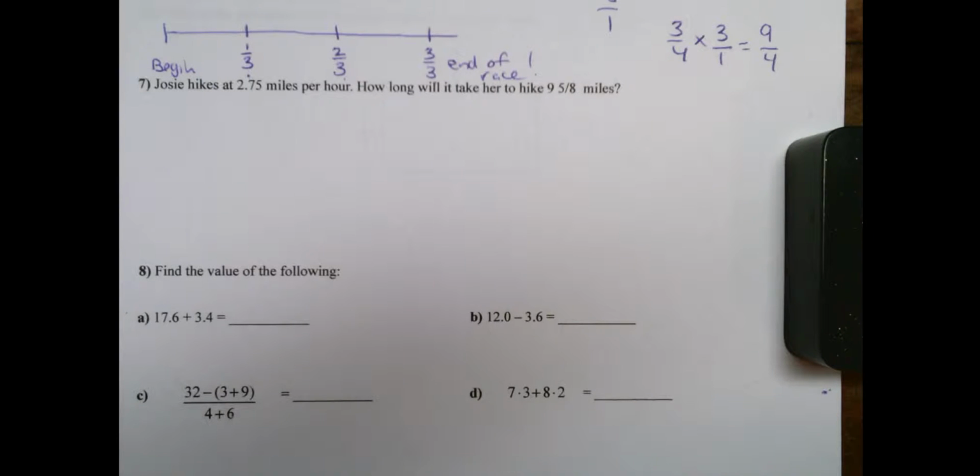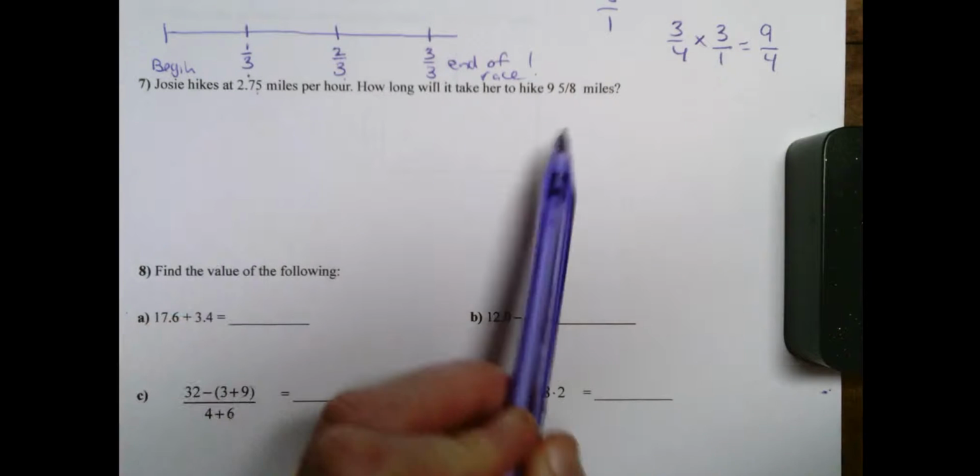Josie hikes at 2.75 miles per hour. How long will it take her to hike 9 and 5/8 miles? Okay. The thing that I think makes this tricky is we have decimals and we have fractions.